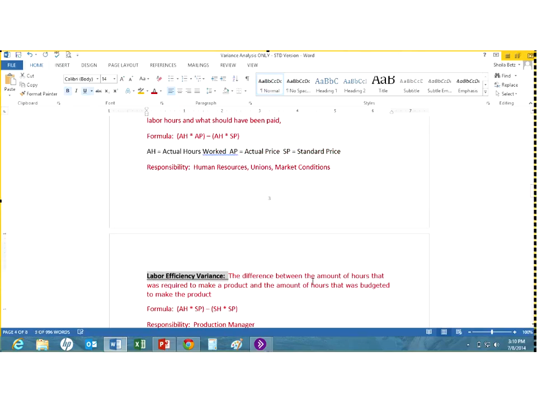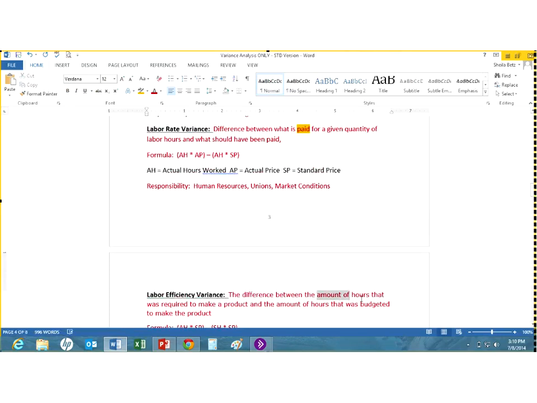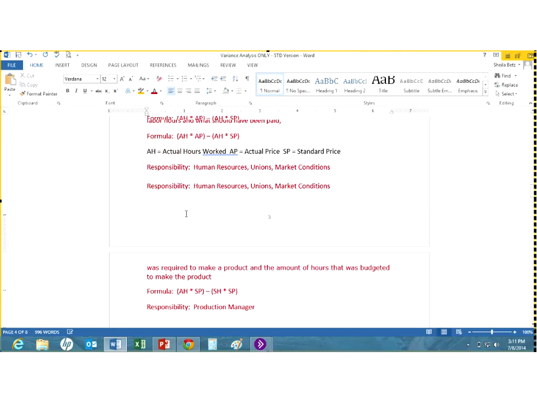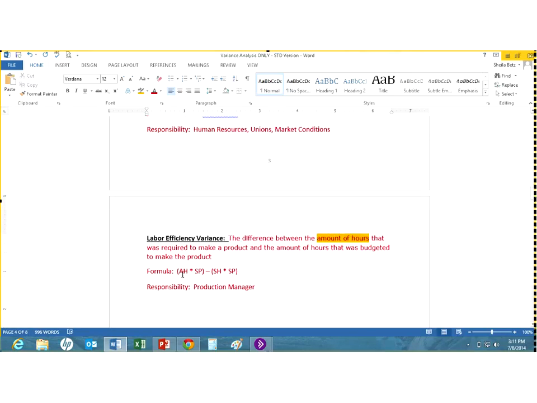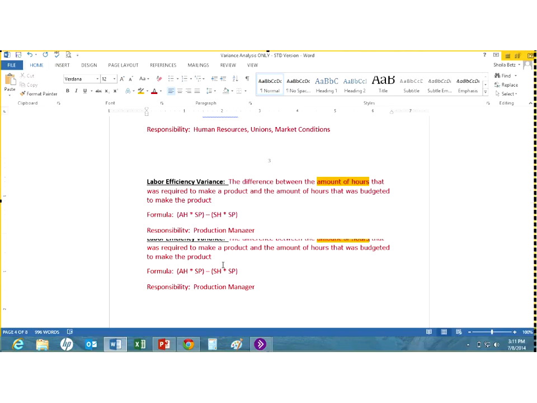And then the final variance we're going to look at is the labor efficiency variance. Up above we compared how much we paid. Now we're comparing the amount of hours that we used in production versus what we had expected to use. That formula is the actual hours that we worked times the standard price, minus the standard hours that we should have worked times the standard price. And the responsibility for the efficiency variance would lie with the production manager.